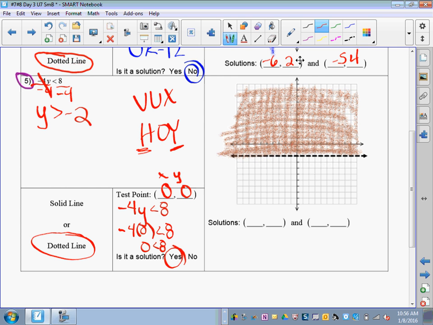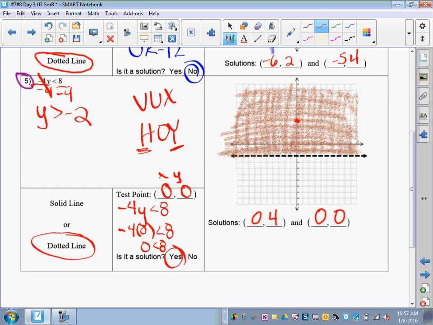How about... pick any number. 0 and 4. 0, 4. Let's go to 0, up 1, 2, 3, 4. And indeed, that is a solution. Guys, what's another very easy one we can say? 0, 0. We used it. We know it's a solution. You might as well save yourself some time and put that in as an answer. So anything in the shaded region.